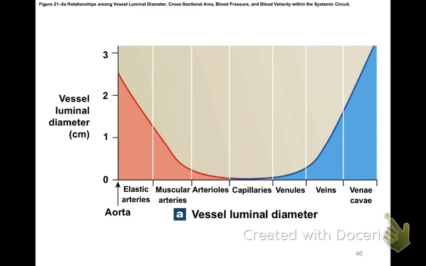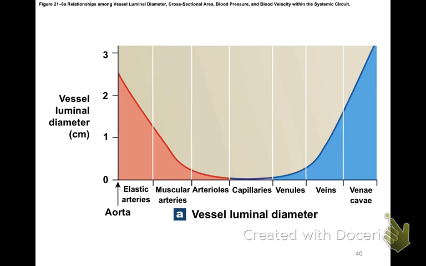So this is a graph of luminal diameter. And from here, you can see that the aorta has the greatest diameter of all of the arteries, and the inferior and superior vena cava have the greatest diameter of all the veins. That's over on the far right. And that the vena cava have greater cross-sectional area than the aorta does. Veins in general are wider in diameter than the corresponding arteries.